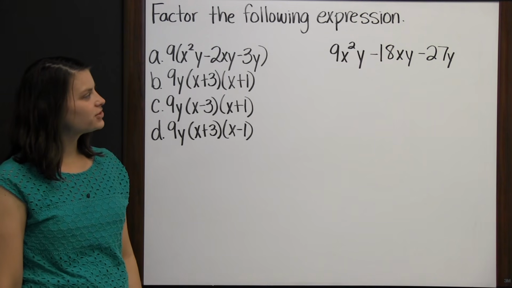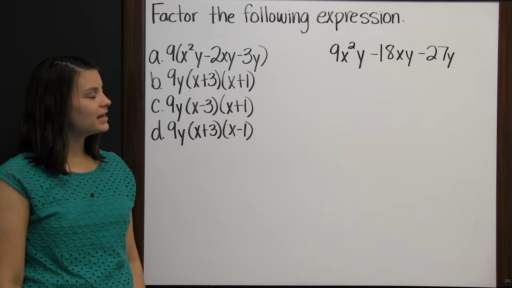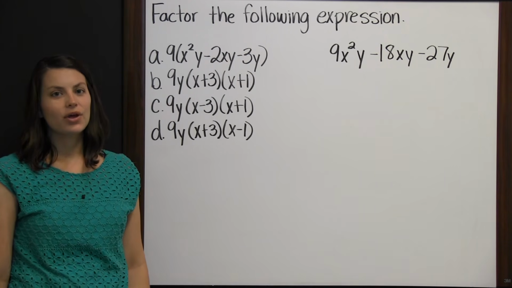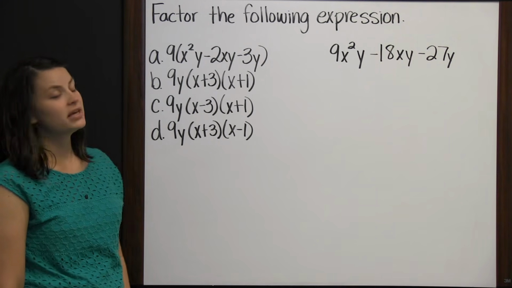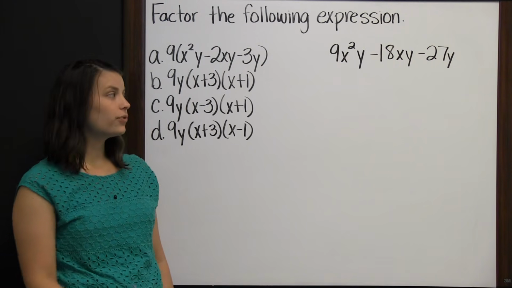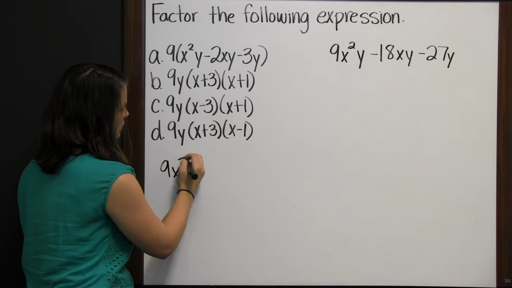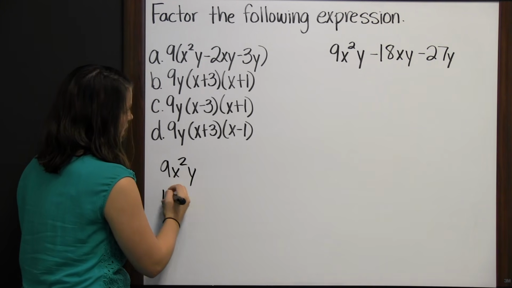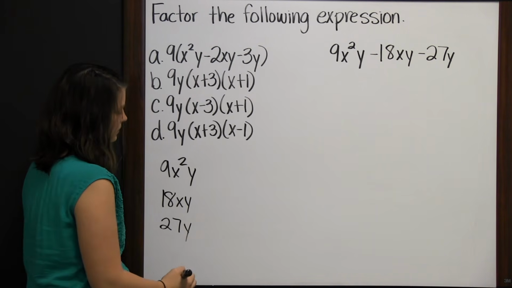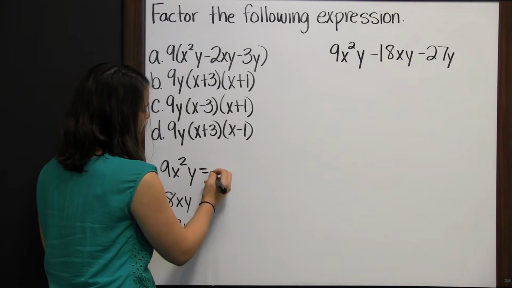Factor the following expression. 9x squared y minus 18xy minus 27y. The first thing we need to do when factoring is to look and see if there's a GCF for our terms. So I'm going to write down our terms: 9x squared y, 18xy, and 27y. And then I'm going to factor them to see if I can find a GCF.